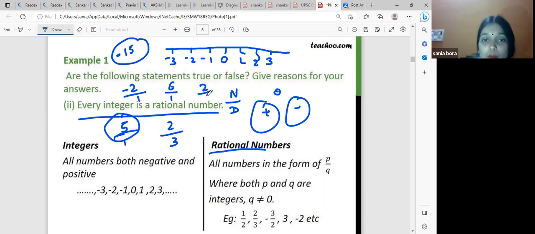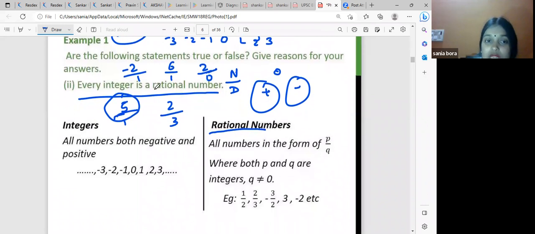But remember one thing. For example, 2 upon 0. If I ask you, Ayaan, tell me is this a rational number? No, it's not. Because it is undefined. Q, you cannot put 0. You will say, ma'am, 0 is also a number, it is a whole number. P upon Q. But no. Remember one thing, Q cannot be 0. Clear? So, Q is not equal to 0. Back to the question: every integer is a rational number. So, tell me yes or no.